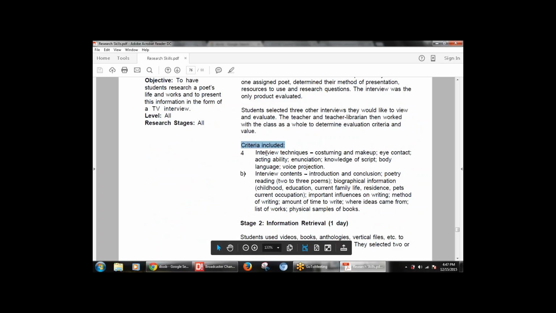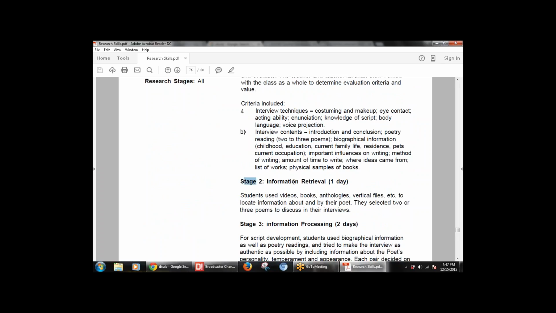And the criteria include the interview techniques and interview content. Then the next is stage number 2, the information retrieval, also for 1 day. Students use videos, books, anthologies, vertical files, etc. to locate the information about and by their poet.